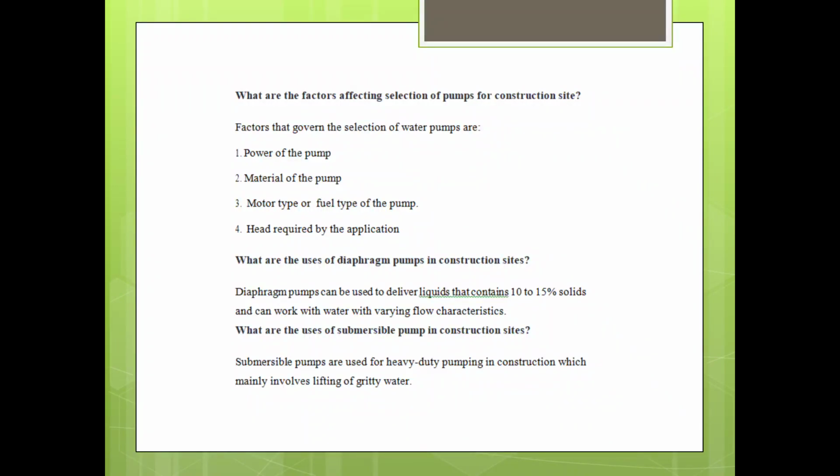What are the factors affecting the selection of pumps for construction sites? The power of the pump, material of the pump, the motor type or fuel type of the pump, and head required by the application.